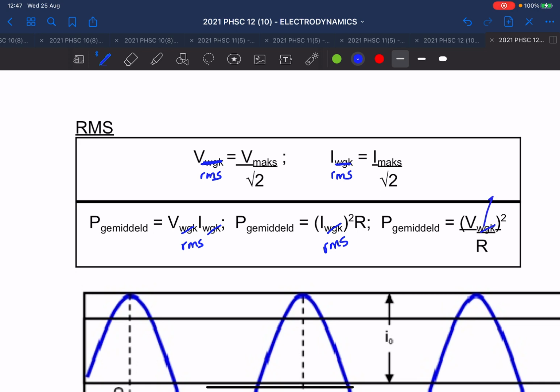What happened here? COVID. RMS. Just blame everything on COVID.